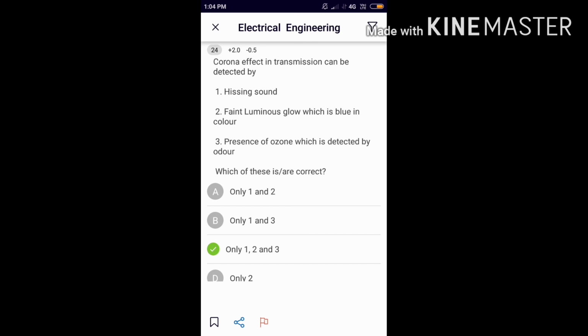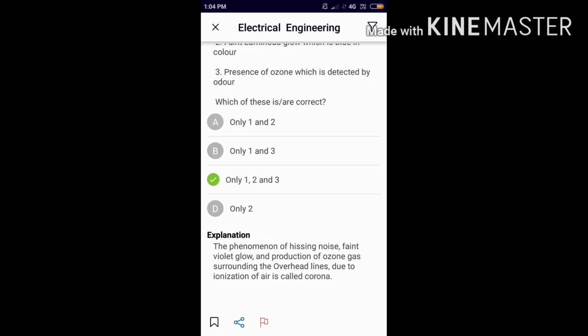Corona effect in transmission can be detected by: hissing sound, faint luminous glow which is blue in color, and presence of ozone which is detected by odor. These three are the answers. These are the corona effects: hissing noise, faint violet glow, and production of ozone gas surrounding the overhead lines due to ionization of air is called corona.